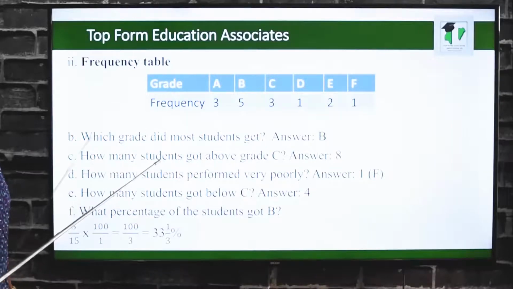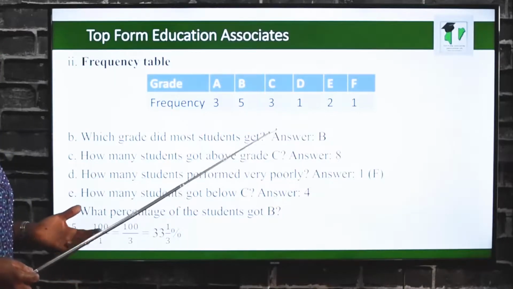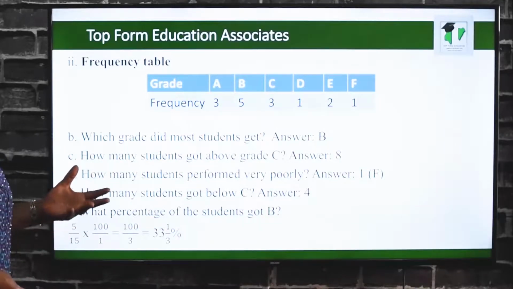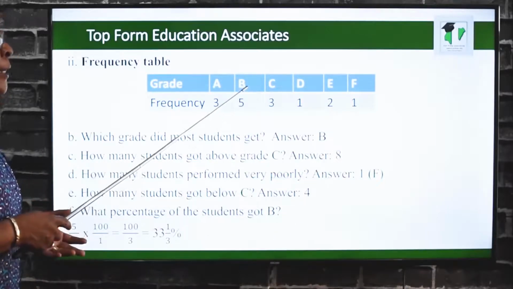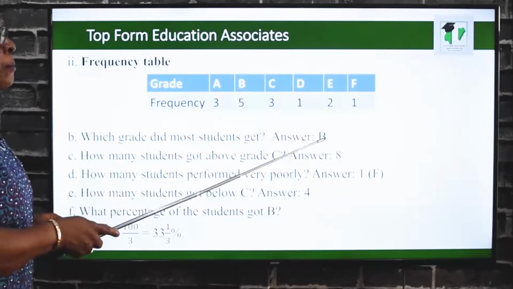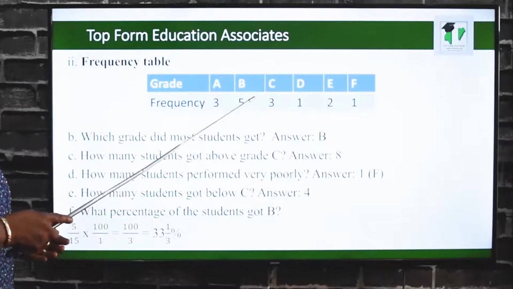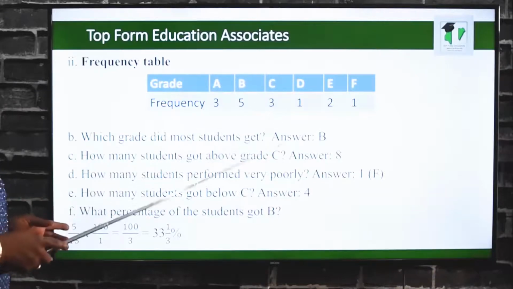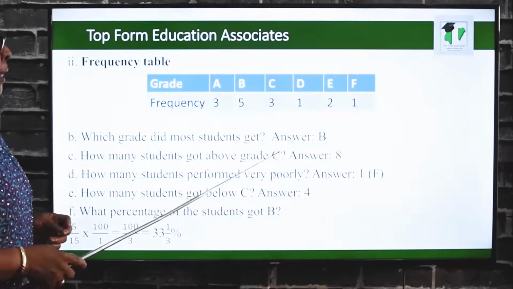The questions now. Which grade did most students get? Remember, frequency means the number of times something occurred. So, which frequency is highest there? It is 5 for grade B. The answer is B, grade B, and not 5. 5 as the frequency is helping you to know that 5 students got B grade. So answer is B.